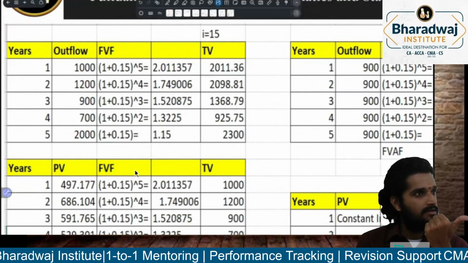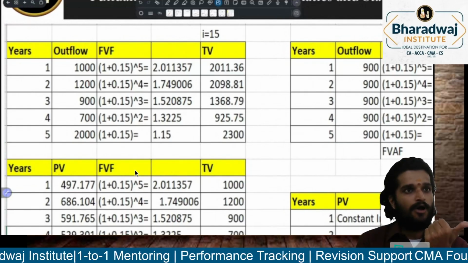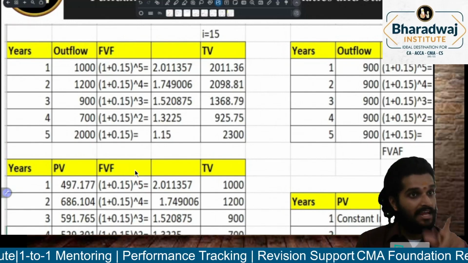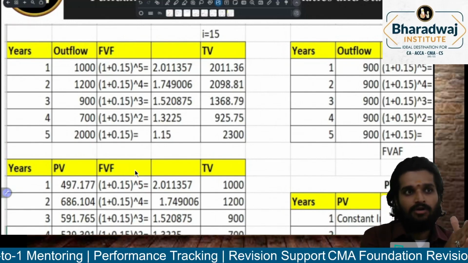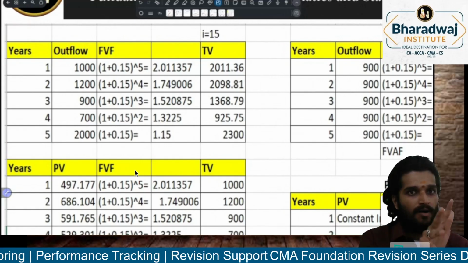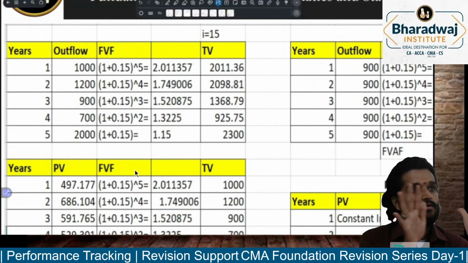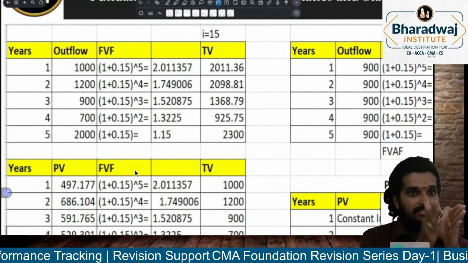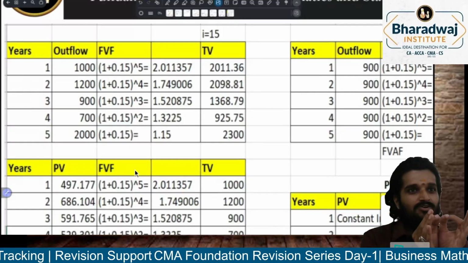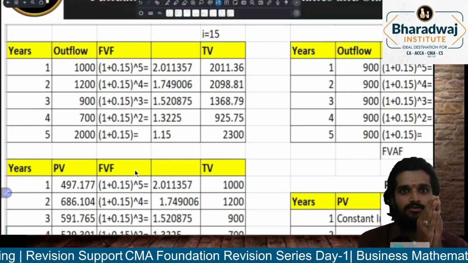Once again, 1.15 into equal to, square. Again equal to, just equal to, not into equal to. Again equal to, cube. Equal to, power 4. Equal to, power 5. Clear? Everyone clear? This calculator trick will work for a specific type of calculators.